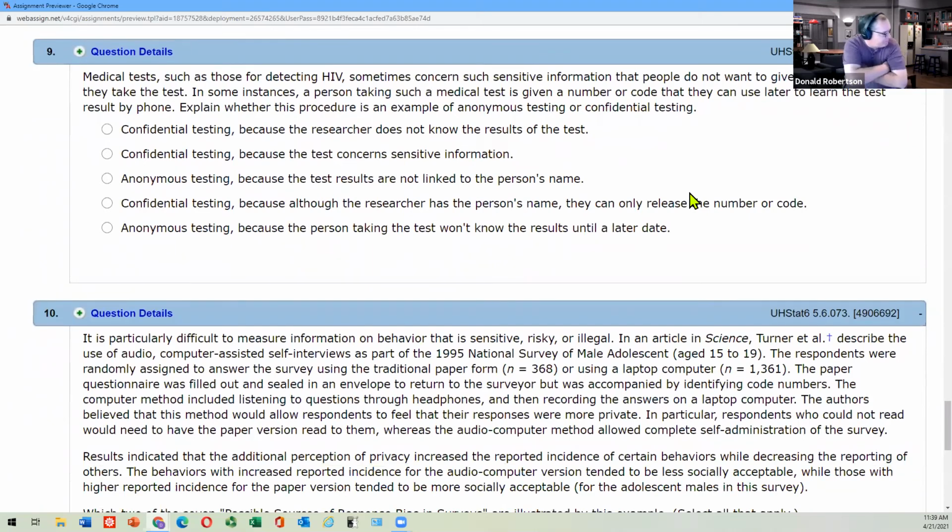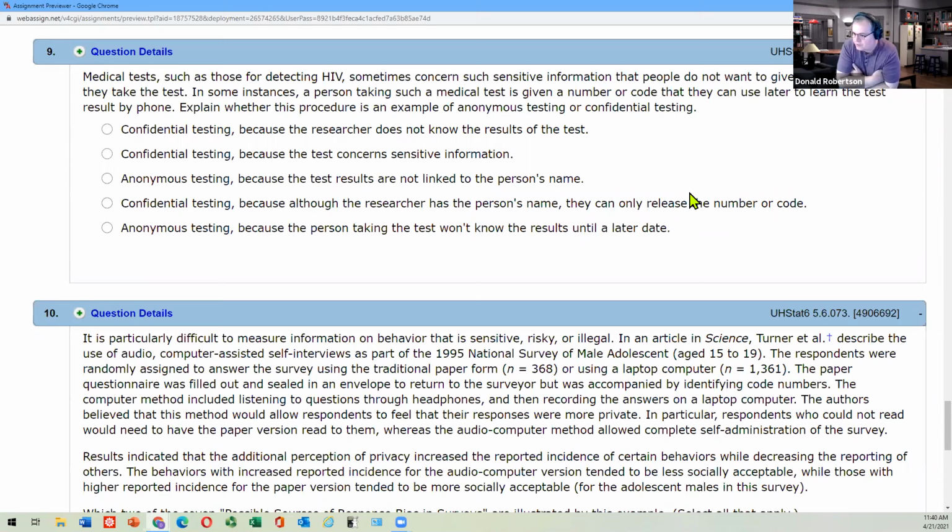Oh, here's one. Medical tests, such as those for detecting HIV, sometimes concern such sensitive information that people do not want to give their names when they take the test. Okay, so you go into a clinic for an HIV test and they say blah, blah, blah. Well, you might say, oh, I'm John Brown, right? You just don't want that. In some instances, a person taking such a medical test is given a number or a code so that they can use it later to learn what their test result is.